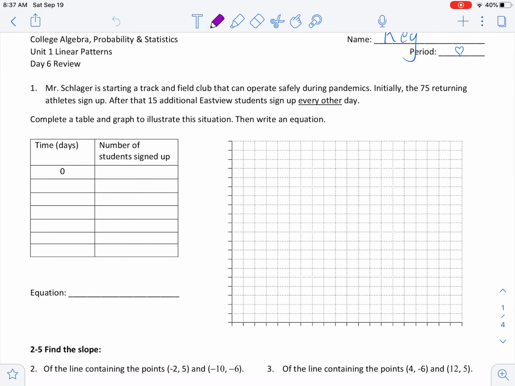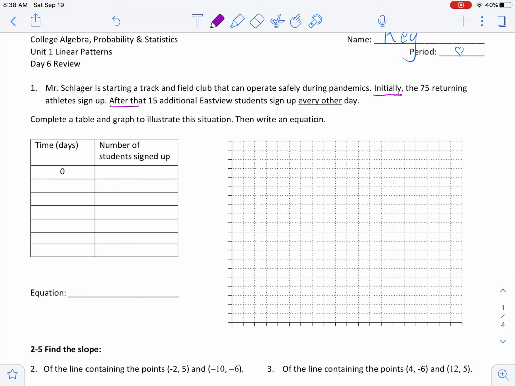For number 1, Mr. Schlager is starting a track and field club that can operate safely during pandemics. Initially, the 75 returning athletes sign up. And the word initially, I think, is pretty important here because that suggests to me that we're looking at the starting amount of athletes signing up for the program. After that, which reinforces my thought about the word initially, 15 additional Eastview students sign up every other day. Complete the table and graph to illustrate the situation, then write an equation.